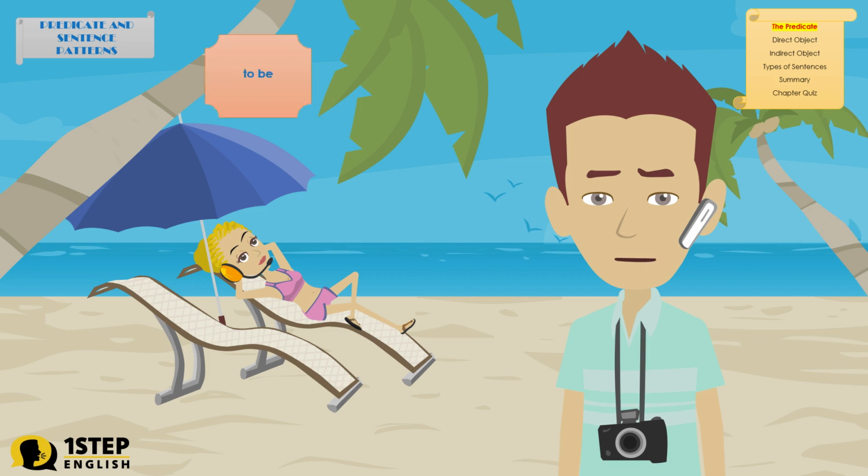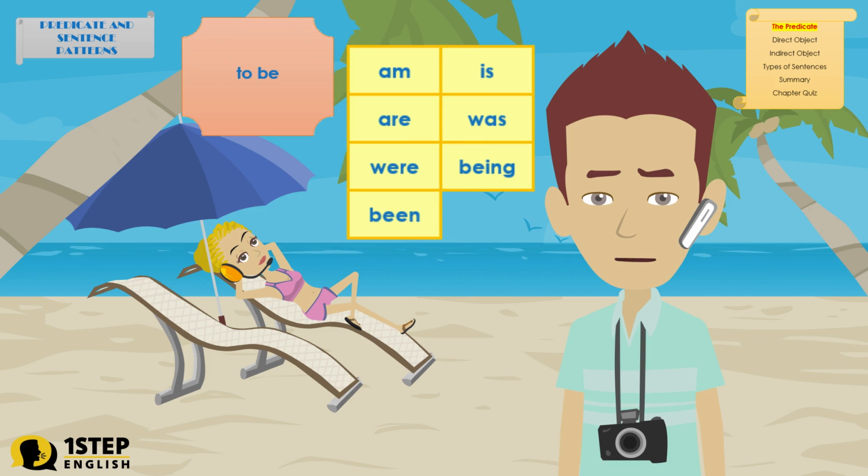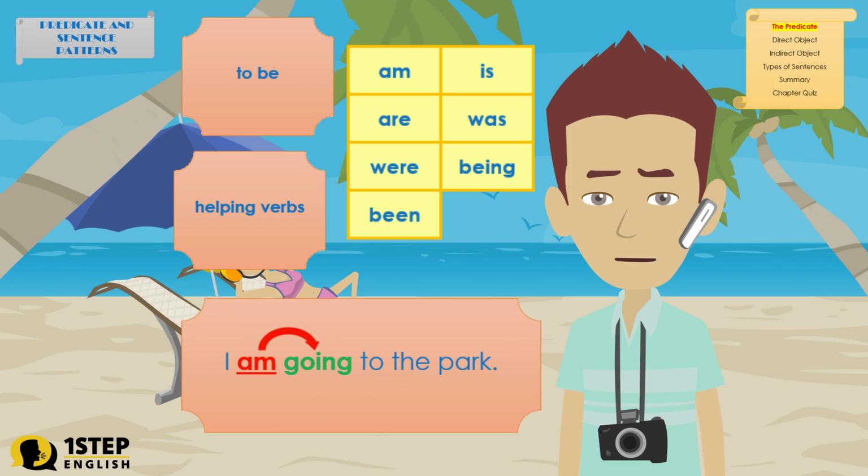Forms of the verb, to be, such as, am, is, are, was, were, being, and been, often serve as helping verbs. For example, I am going to the park. In this sentence, the word, am, is the helping verb. And the word, going, is the main verb of the sentence.